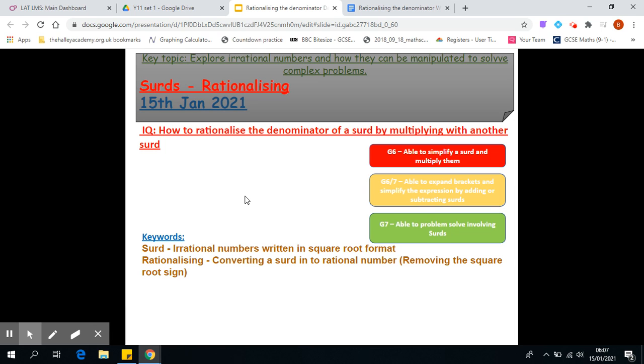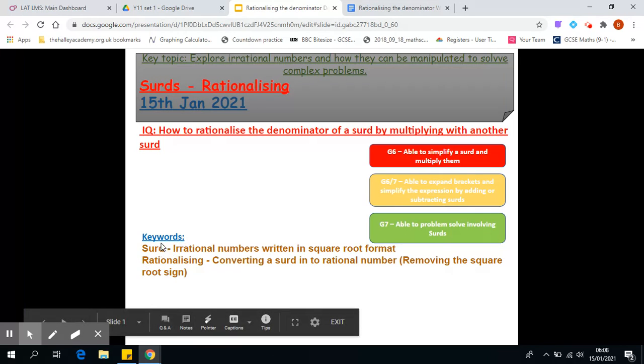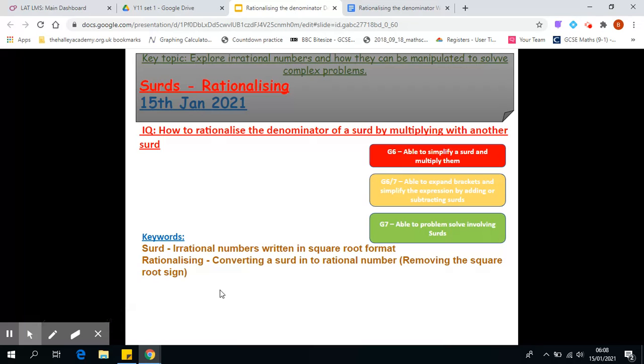Hello everyone. In this lesson, we will be focusing on surd rationalizing. A key inquiry question is how to rationalize the denominator surd by multiplying with another surd. As we have learned in the previous lesson, a surd is an irrational number that's written in square root format. Rationalizing means converting a surd into a rational number, removing the square root sign. Let's look at it in much more detail.